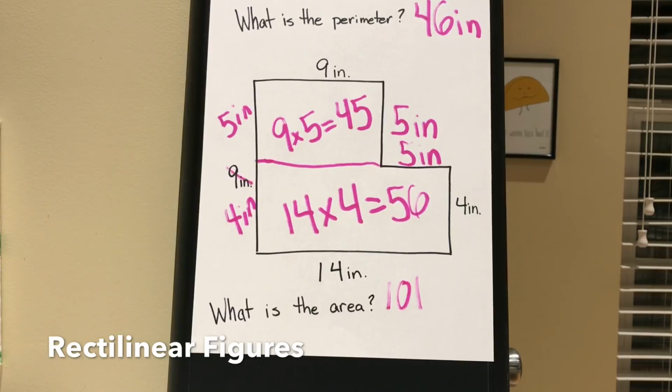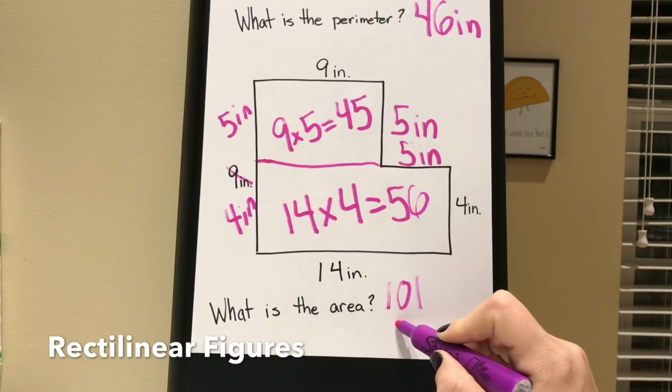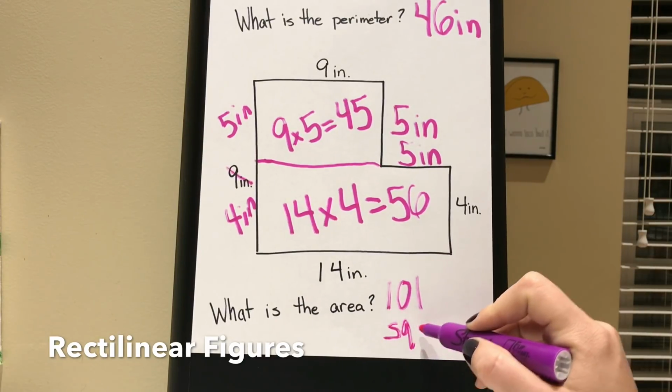When you combine those numbers, you have to again think, how am I going to label this? Here I know that area is in square units, and I look back at my unit, inches. Square inches.